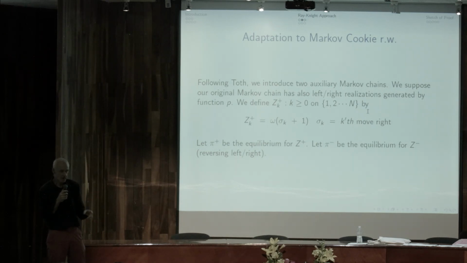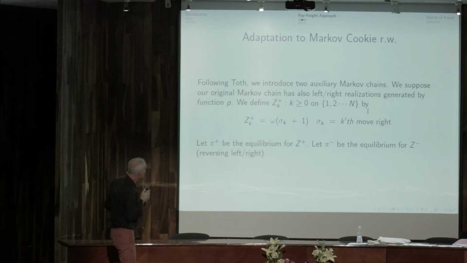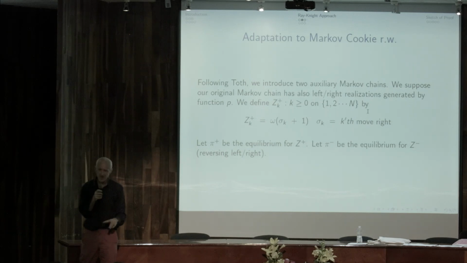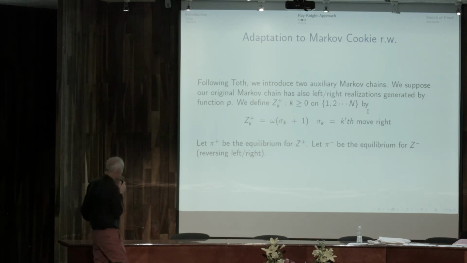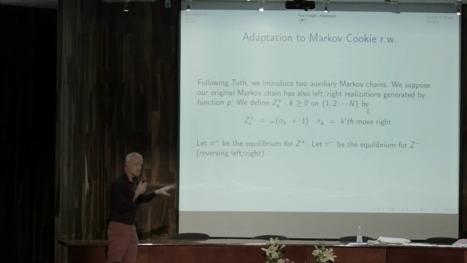Fine. But what we're going to look at is the Markov chain value after the kth jump to the right. Or in other words, the Markov chain that's left once you've made k jumps to the right. This is what we need to look at. This is a Markov chain.